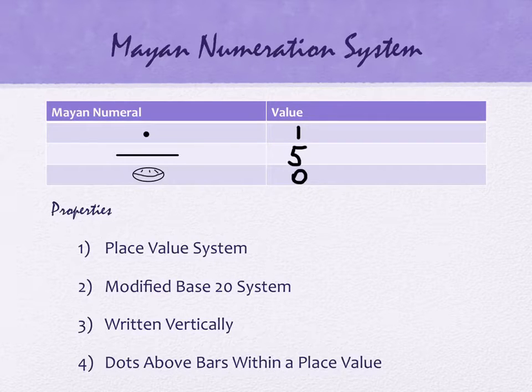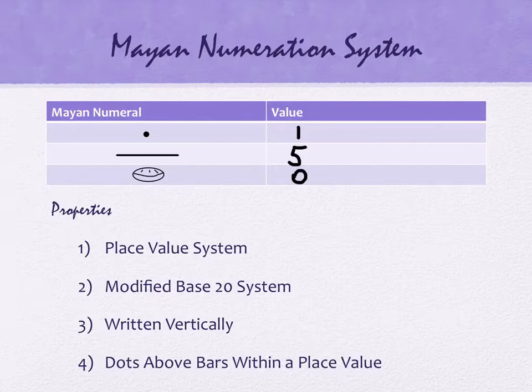It's written vertically. Okay, so we don't write our numbers vertically. We write them horizontally, left to right or right to left, depending on how you're reading and writing them. Theirs are written vertically. The smallest values on the bottom and the largest values on the top. And the dots are always written above the bars within the place value. So if you had, say, the number 6, you'd write a bar with a dot on top of it. So always dots on top of bars.